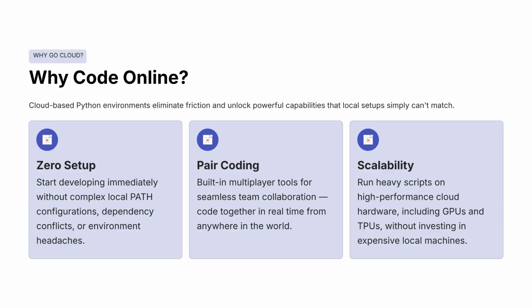You just open a browser and you're in a live Python environment. Second, pair coding. Most of these platforms have real-time multiplayer built in. Think Google Docs, but for your codebase. And third, scalability. Your laptop's CPU is not going to cut it when you're training a neural net on 100,000 rows. Cloud environments give you access to GPUs and TPUs that would cost you thousands to buy outright. It's just a smarter way to work.